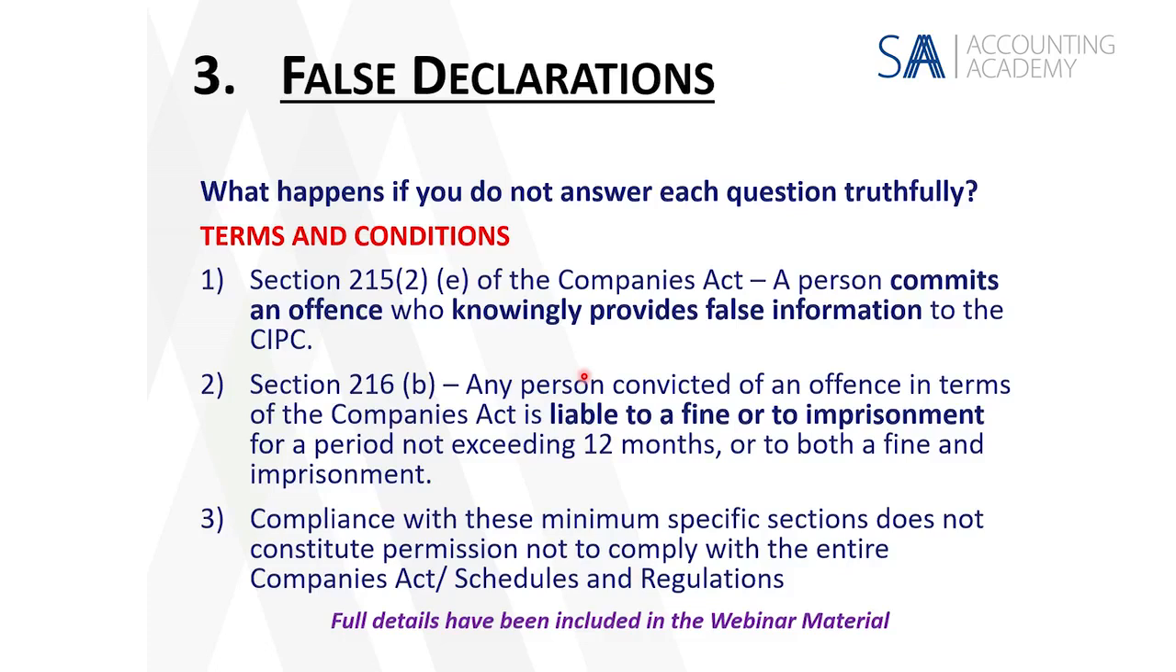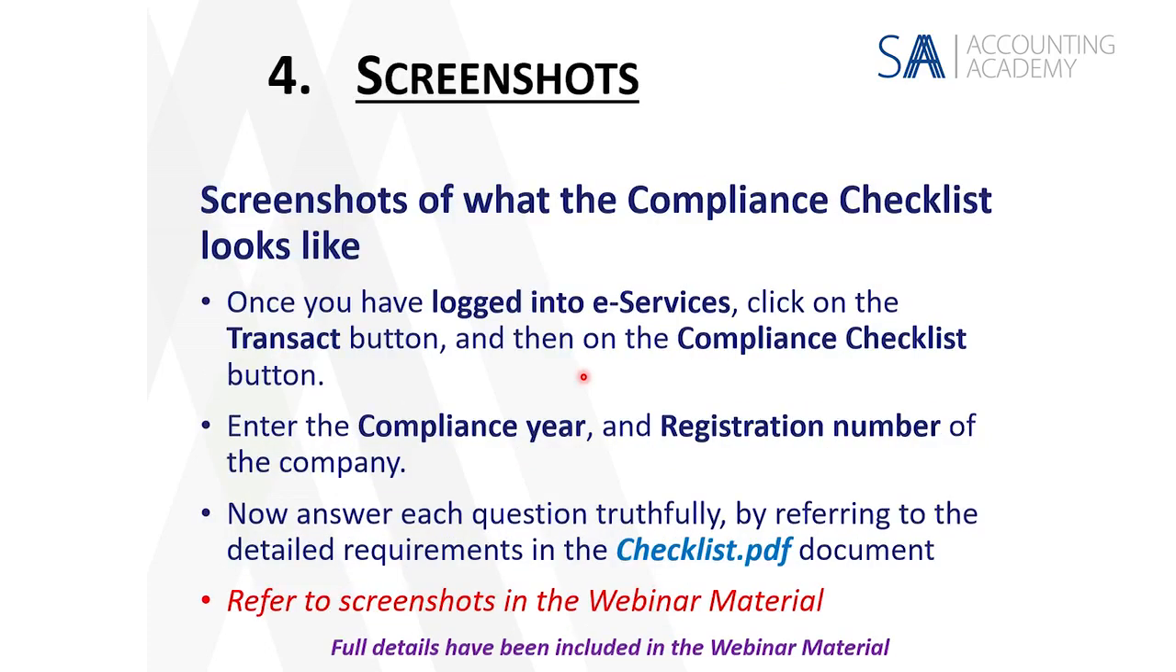Compliance with these minimum specific sections does not constitute permission not to comply with the entire Companies Act or the schedules or the regulations. So just bear that in mind. If you've got permission to comply with fewer or specific sections, it doesn't mean that you don't have to comply with the entire Companies Act. Those are the rules in terms of false declarations. So what's the bottom line? No false declarations allowed, guys. None. Let's look at some screenshots of what the compliance checklist looks like.